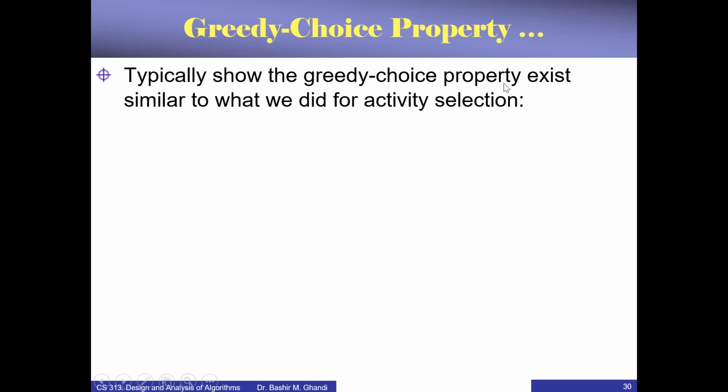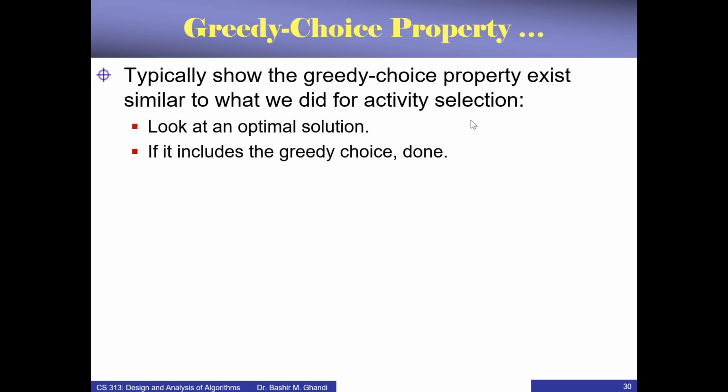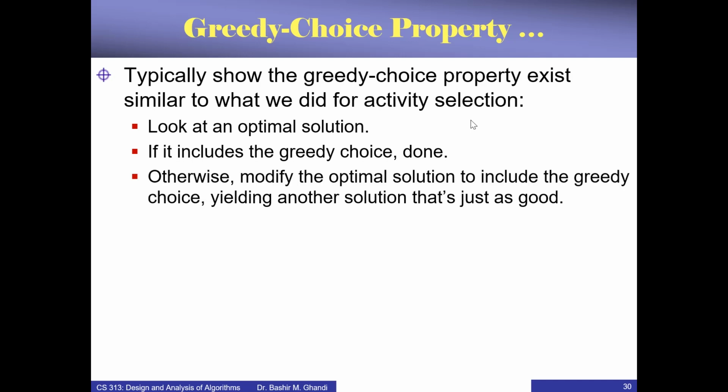Typically, showing the greedy choice property exists is similar to what we did for the activity selection problem. Look at an optimal solution. If it includes a greedy choice, then we are done. Otherwise, modify the optimal solution to include the greedy choice, yielding another solution that is just as optimal. So this is the way to show that the greedy choice property exists.